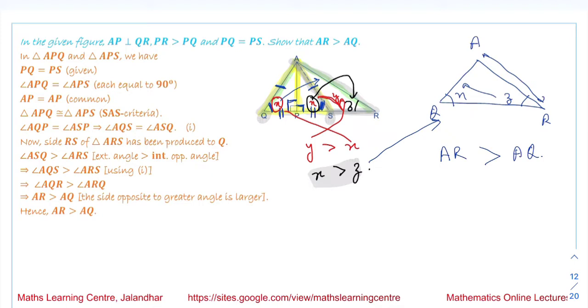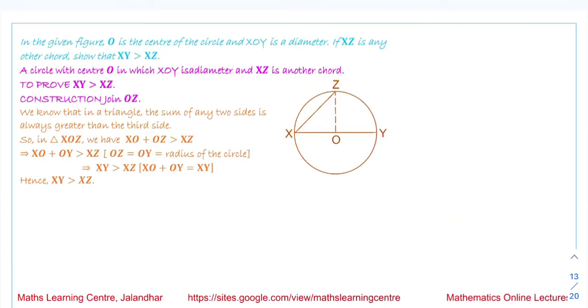Now next we are given a circle with center O, and it is given that XY is the diameter and XZ is any chord. What we have to prove is that the diameter is the longest chord. Diameter is the longest chord means that this length XY is always greater than XZ. A circle is given to us. This is the diameter, this is the center O, and any chord is given to us. This is XZ. The construction we are going to do is joining Z and O.